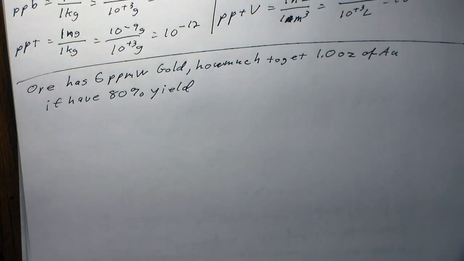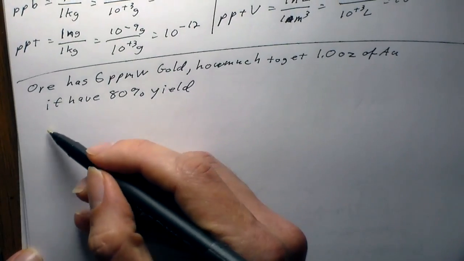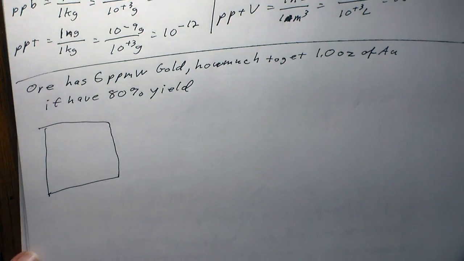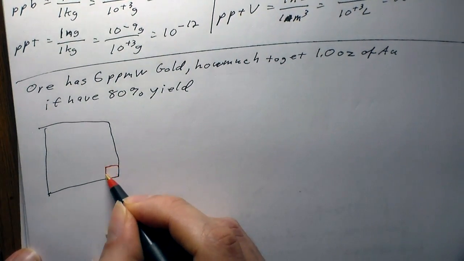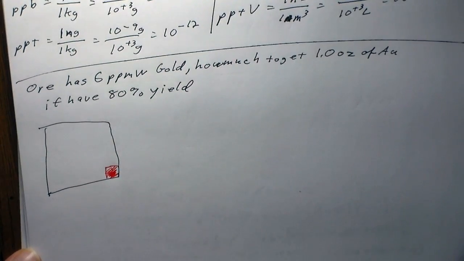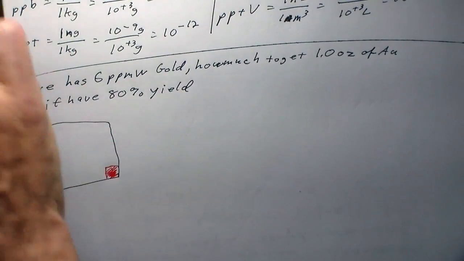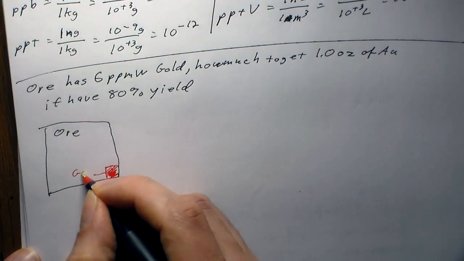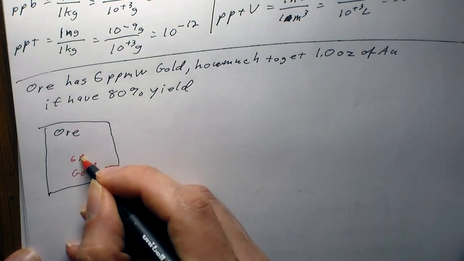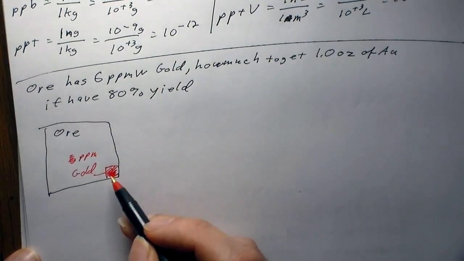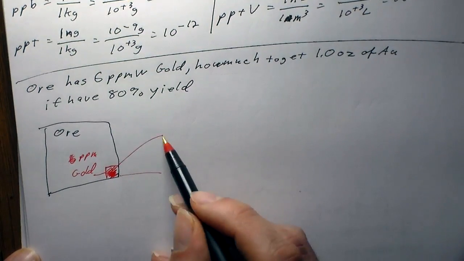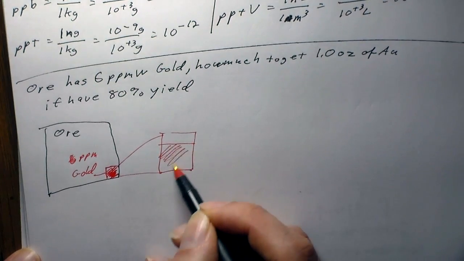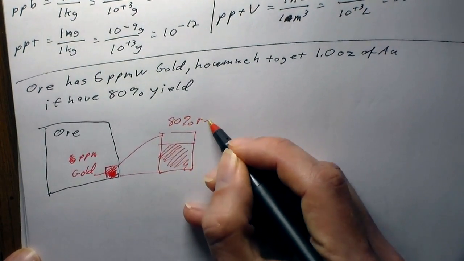So if we just try to visualize what we have. Here is going to be our little ore sample. And in this ore sample down here, that's going to be my gold. So this is going to be my entire thing. Right up here, this is the ore. That's going to be my gold, which is going to be 6 ppm. And when we take this gold out, so this is going to be your little block of gold right here, well, only 80% is going to be recovered.